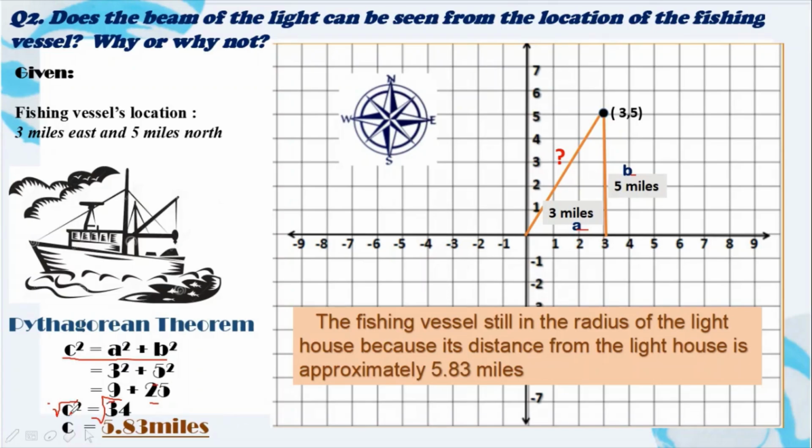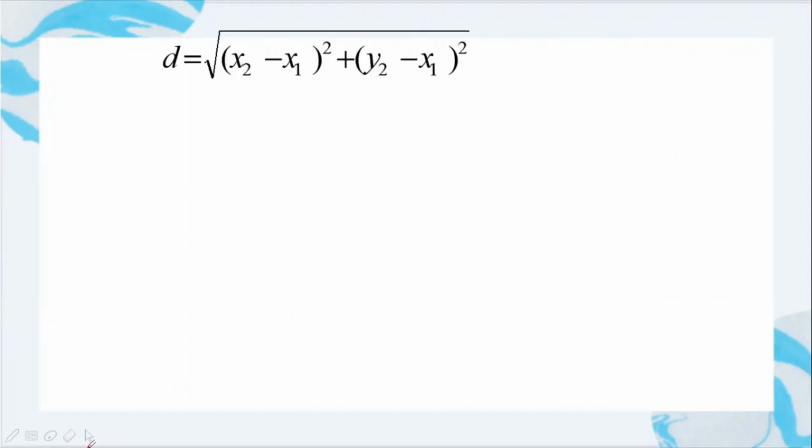Okay, so meaning in the location of the fishing vessel, they can see the beam of the lighthouse because again, the location of the fishing vessel is located at 5.83 miles. Okay, so this is under the radius pa rin. Now, let's proceed to the distance formula, which is our lesson for today.